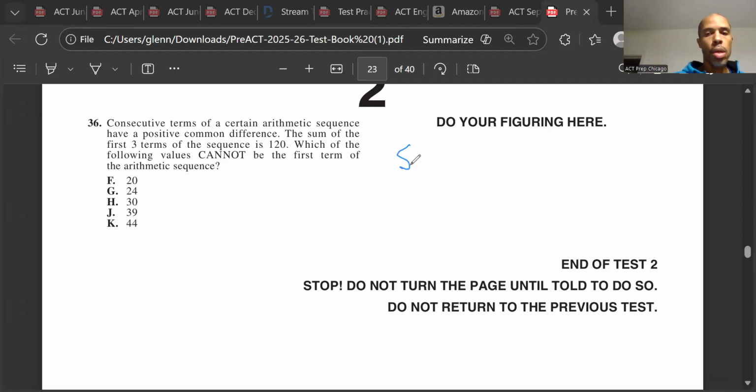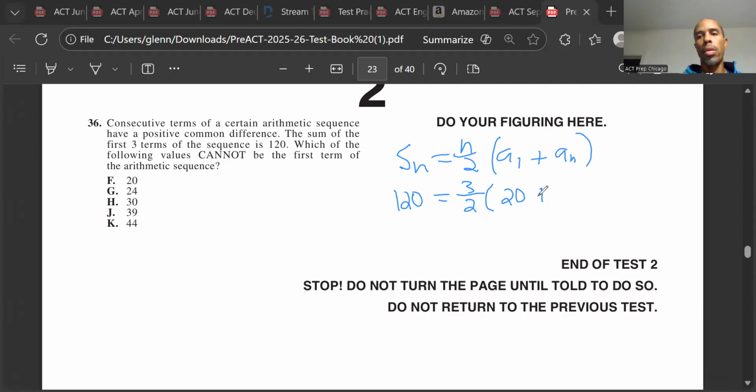We got S of n equals n over 2 times (A1 plus AN), right? So we could just plug that in and see what we're getting. So this is going to be 120, the sum of the first three terms. And if the first term is 20, then we could solve for AN, the last term, right? So we get 120 equals 3 over 2 times that, which would be 30 plus 3 over 2 AN.